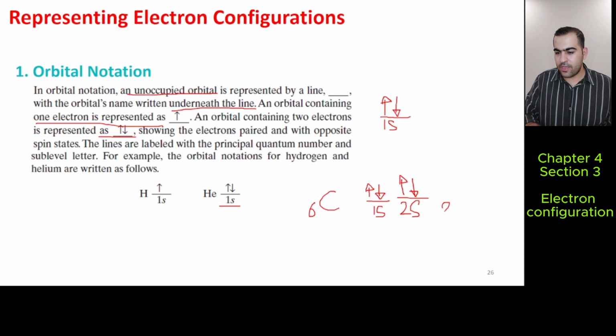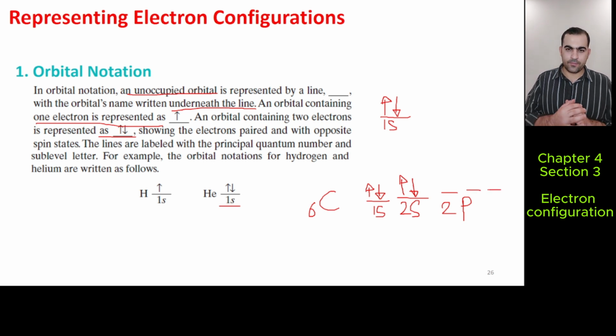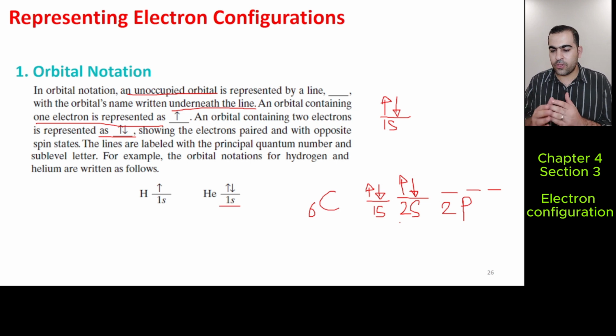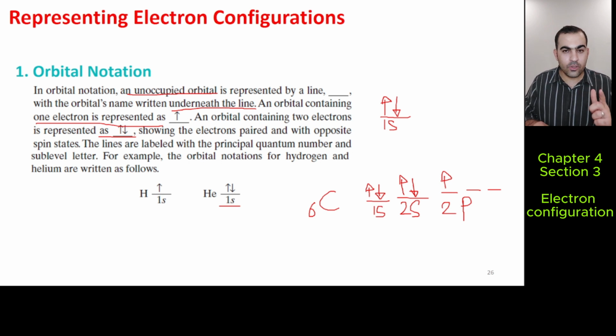After 2s, what comes? 2p. P has 3 orbitals. So how many electrons are left? 2 electrons. Where am I going to put those 2 electrons? There are 3 p orbitals, so I start from the left. Hund's rule: I give each of them 1 electron before I give any of them 2.